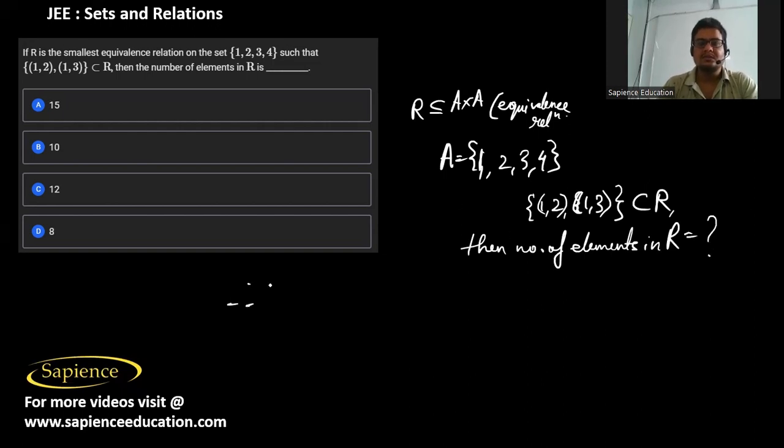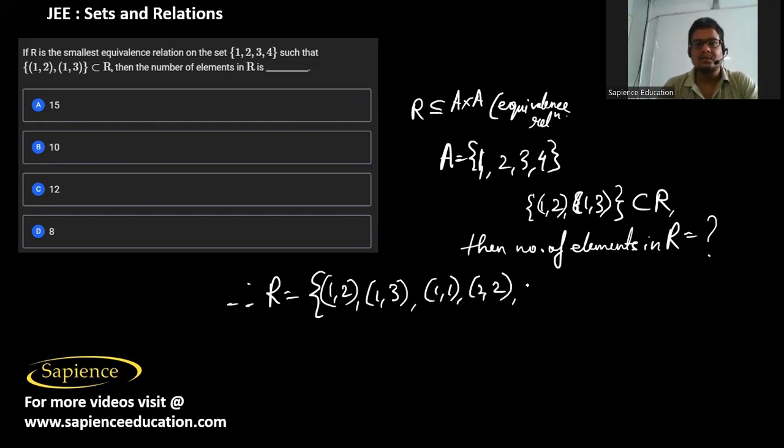So now, the set R should obviously contain (1, 2) and (1, 3). Then, since it has to be reflexive, it should contain (1, 1), (2, 2), (3, 3) and (4, 4) also. Why should it be reflexive? These elements should be there since it should be reflexive. And since it contains (1, 2), it should also contain (2, 1). And since it contains (1, 3), it should contain (3, 1).